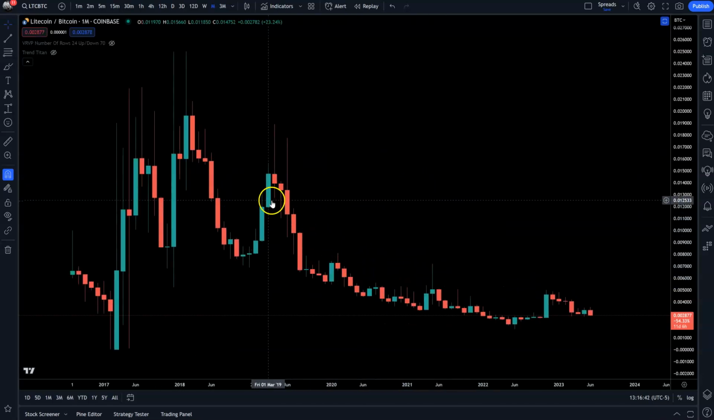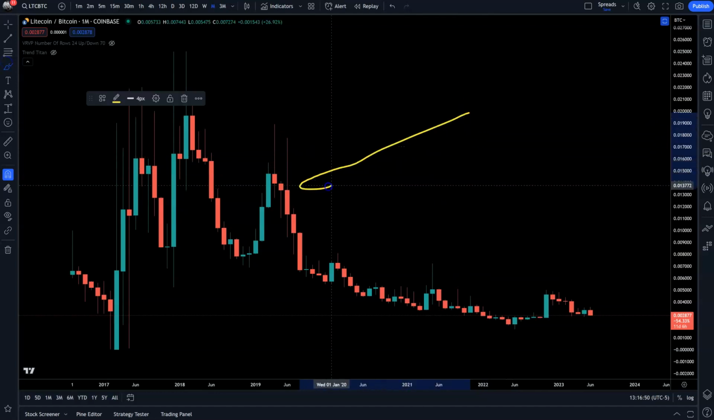And if you think about this, a lot of people don't seem to understand this, but if you're investing in Litecoin, let's say you invested in Litecoin right here, okay? And let's just say hypothetically that at that point Litecoin was $50, okay?